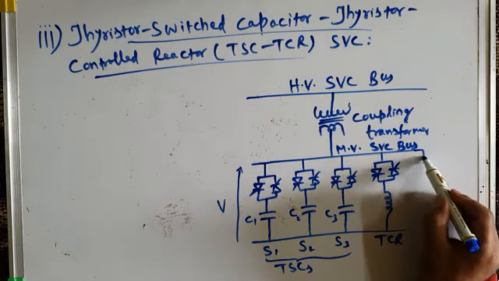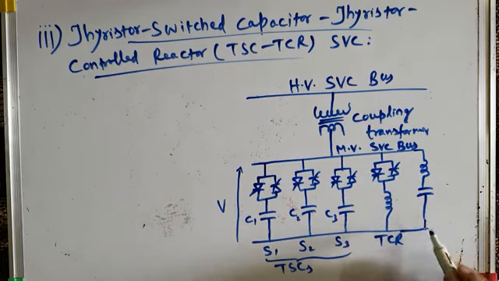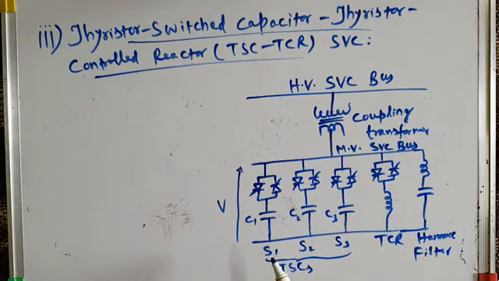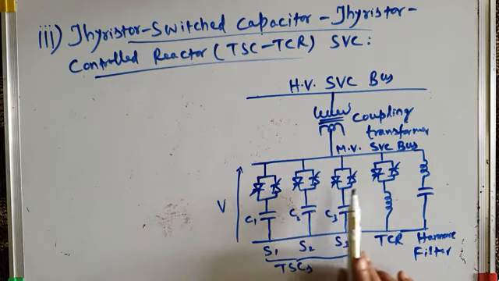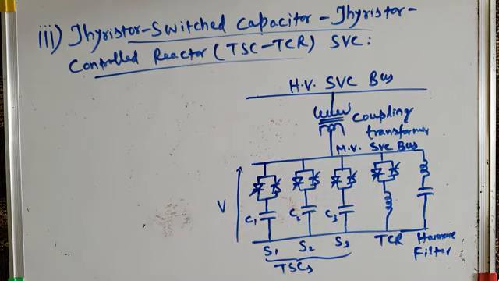And we may have a filter also. This is an LC filter, this is the harmonic filter. So this is the schematic diagram of the third type of SVC, that is the TSC-TCR SVC. You can see this TSC-TCR SVC comprises a number of TSC branches connected in parallel, along with a TCR, which is a segmented TCR, and a harmonic filter.